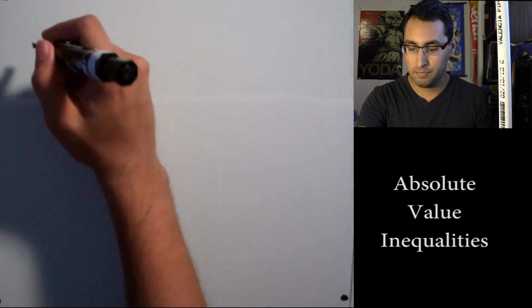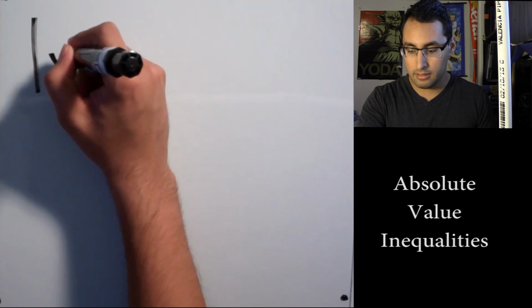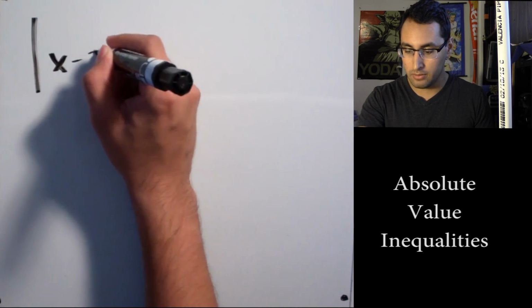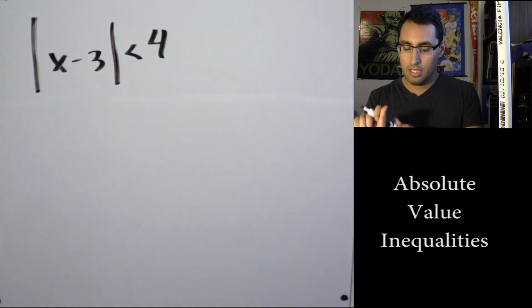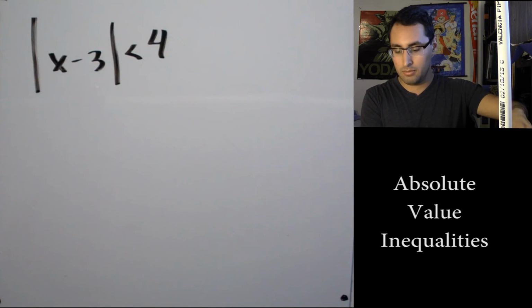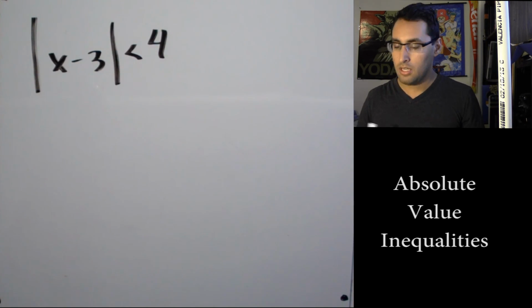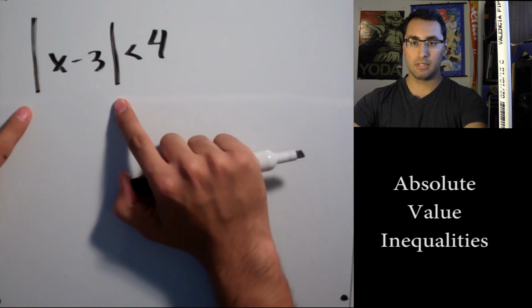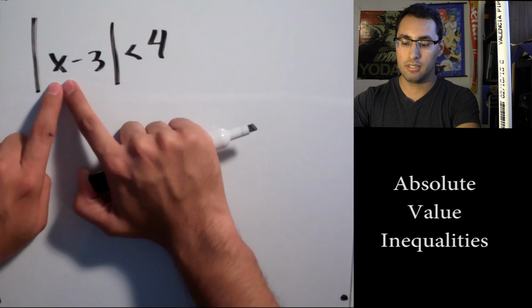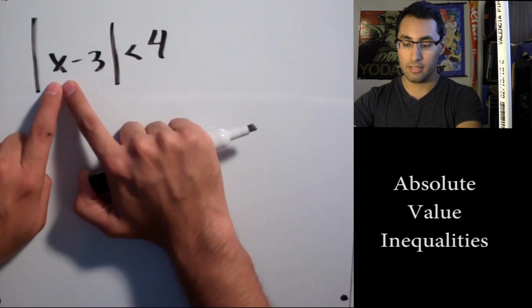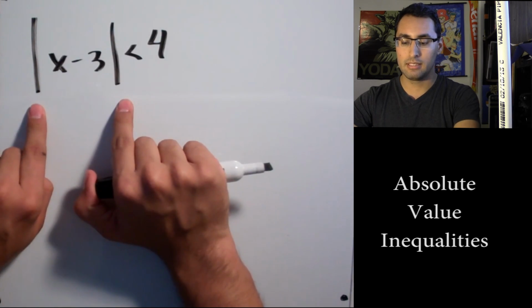Alright, so I'm going to give you this: the absolute value of x minus 3 is less than 4. Now, absolute value represents distance. X is just a variable. I could put a K in there, I could put a smiley face, I could put a donkey, it does not matter. How do I read this then? In a mathematical way, this says the distance of this stuff.